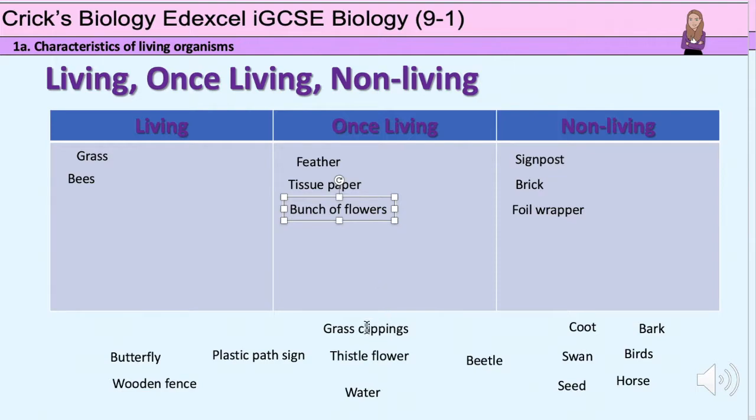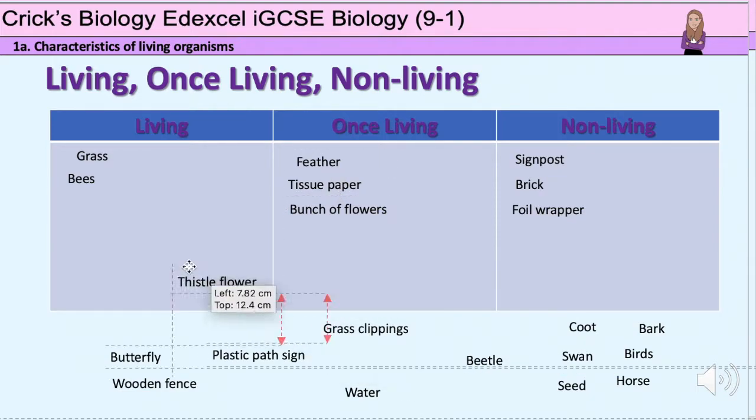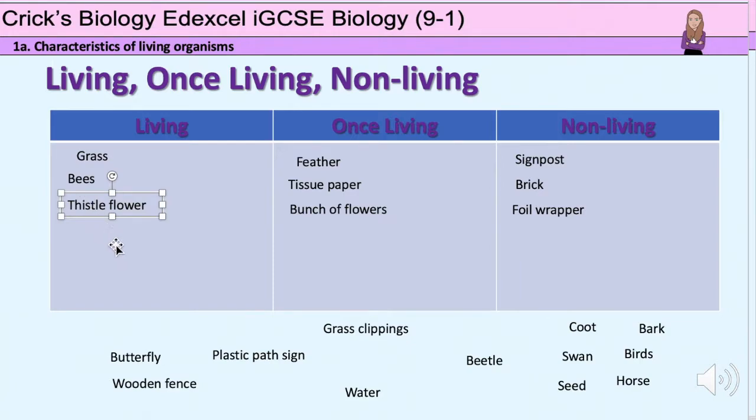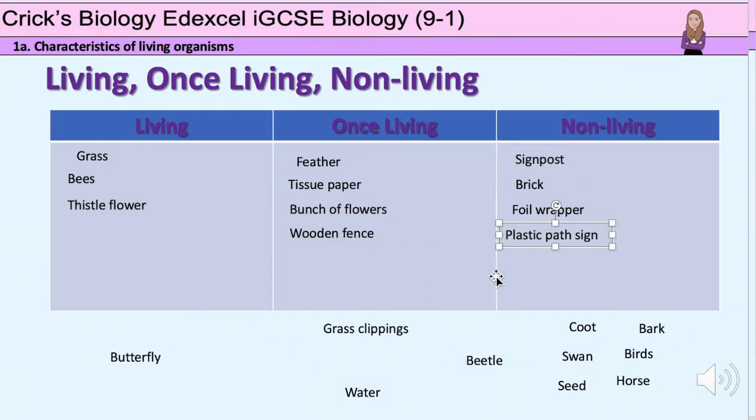The thistle flowers were actually part of the plant and so were living. The wooden fence was made from wood, which was once a tree, so that is once living. The plastic sign goes under none living. The coot was moving around and was pretty obviously living. It showed other characteristics of life too. It was feeding and was obviously alert to its surroundings. The swans were also moving and come under living.